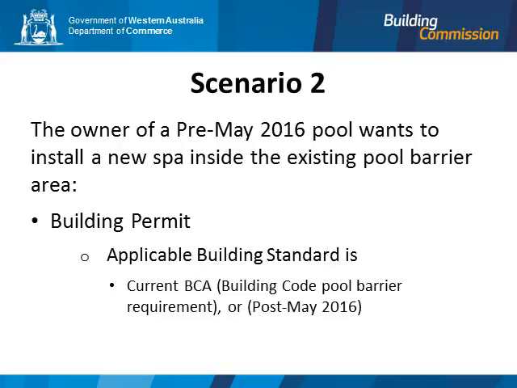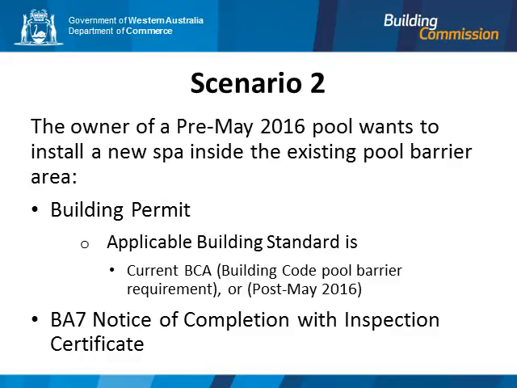The applicable building standard for the building permit are the post-May 2016 requirements, being the current BCA at the time of application. If an alternative solution is proposed for the pool safety barriers, it must meet the performance requirements of the building code and must be approved by the permit authority. Many parts of the existing pool barrier, if not the entire thing, may already be compliant with the post-May 2016 requirements. However, where areas do not comply, they will need to be upgraded.